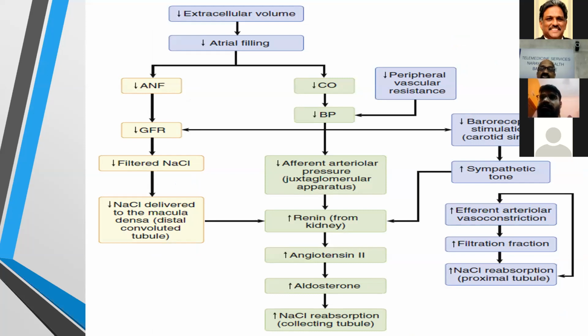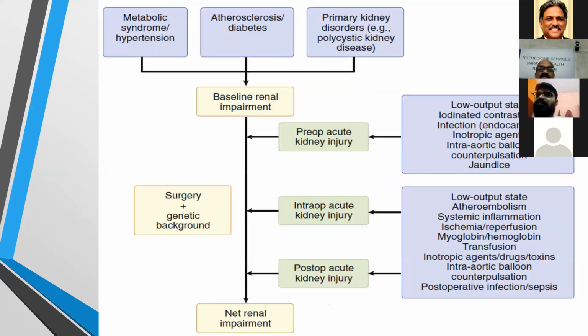Coming to the mechanism of renal sodium and volume regulation: in response to decreased extracellular volume, the atrial filling is reduced, which causes decreased secretion of atrial natriuretic factor. In turn, this reduces the glomerular filtration rate, and sodium is conserved through activation of the macula densa, which increases renin production, and also increased sympathetic tone, causing increased efferent arteriolar vasoconstriction and increased sodium chloride reabsorption from the proximal tubule.